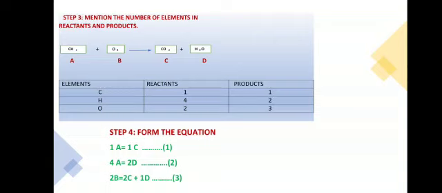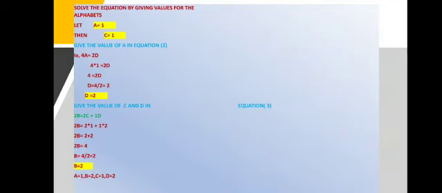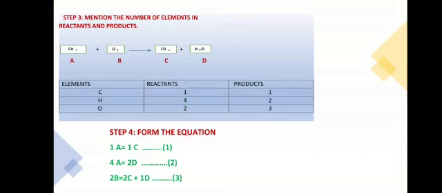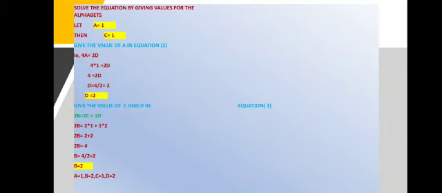After forming the equations, we have to give some values for the alphabets. First, we will consider A equals 1. Then, what will be C? Here we know that the first equation 1A is equal to 1C. That means A is equal to C. From that, if A is equal to 1, we can give C is equal to 1. C will be 1.